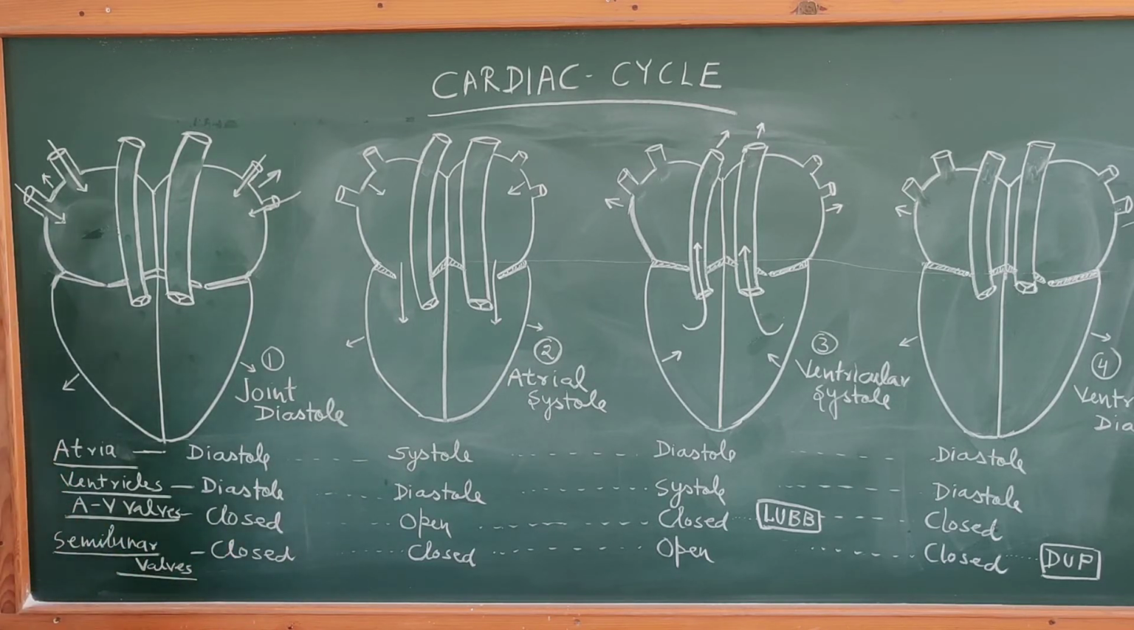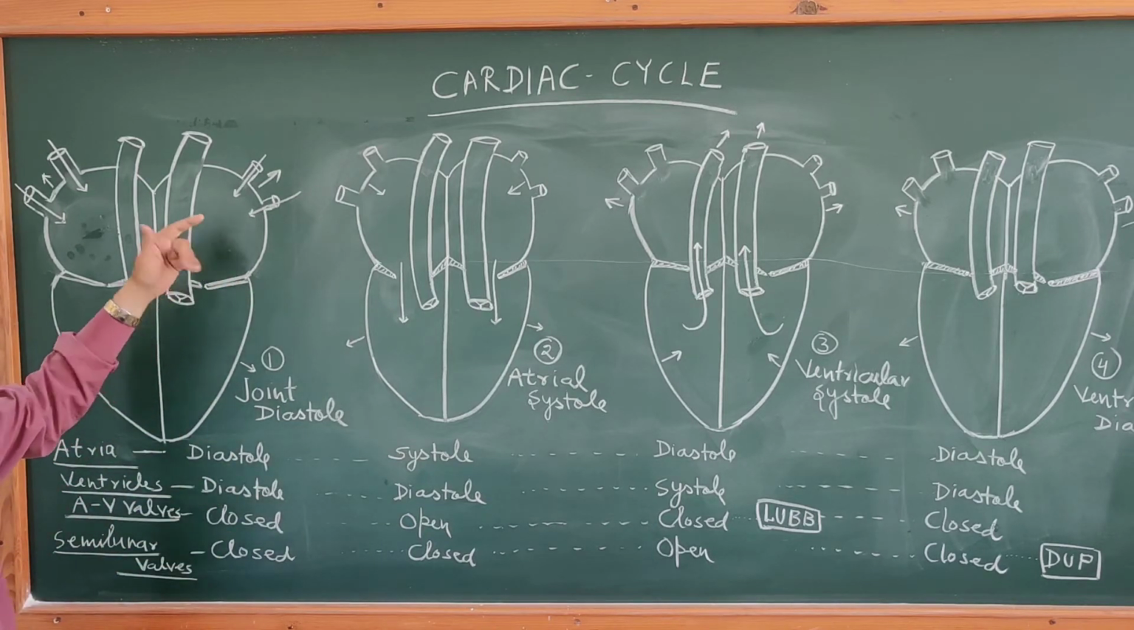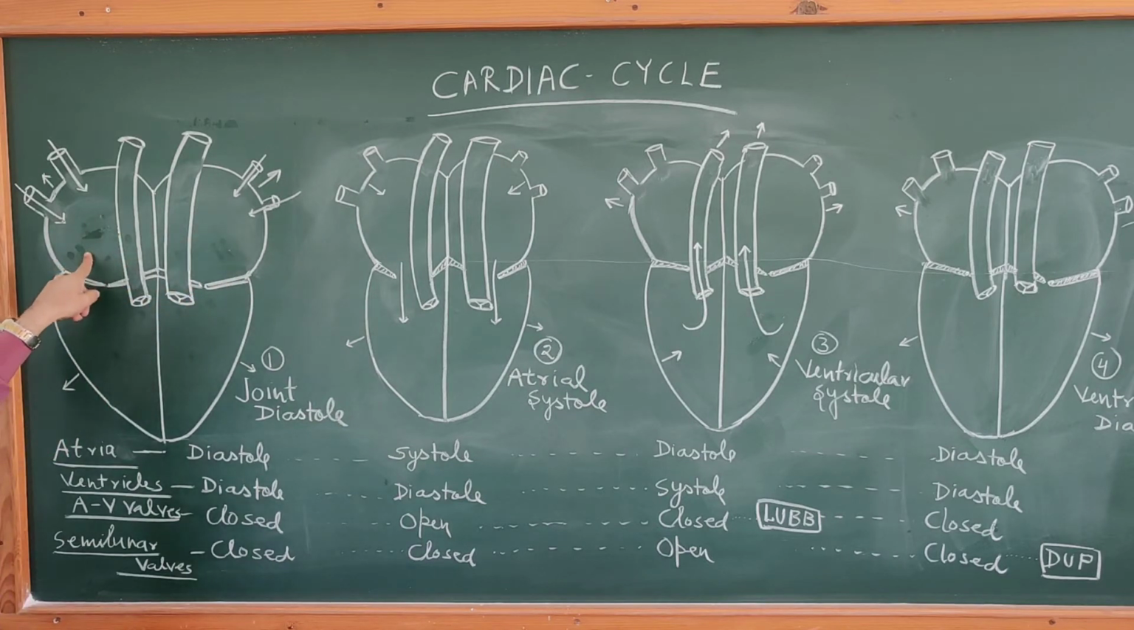That's why the right atrium is filled with deoxygenated blood. Anterior vena cava and posterior vena cava bring the deoxygenated blood from the body parts, and that deoxy blood is filled in the right atrium. At the same time, the left atrium is receiving oxygenated blood from the lungs. So oxygenated blood is filled in the left atrium and deoxygenated blood is filled in the right atrium. Atrium diastole, ventricle diastole, AV valves closed, semilunar valves closed.